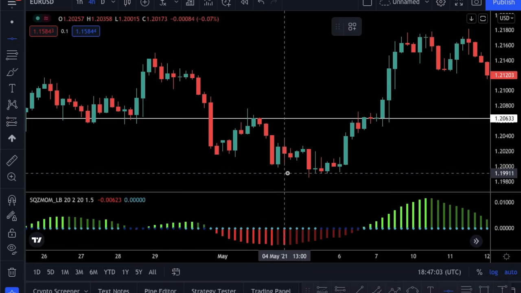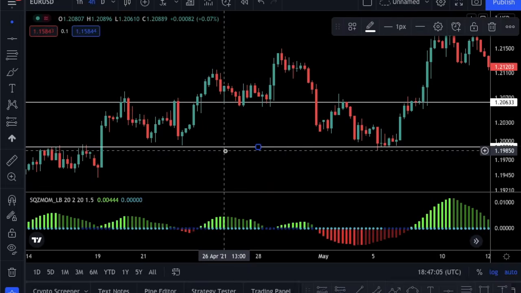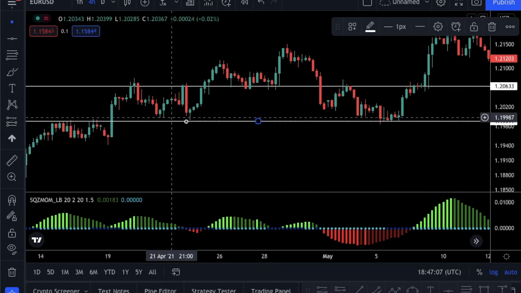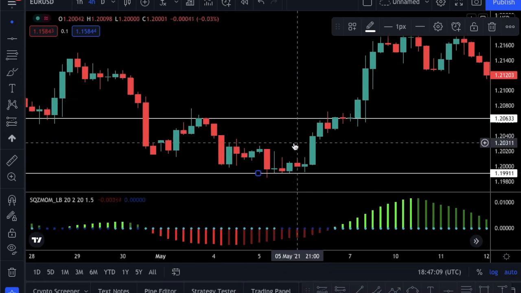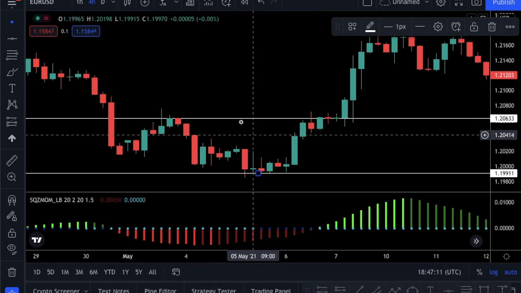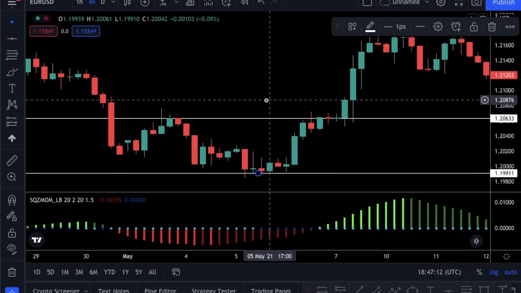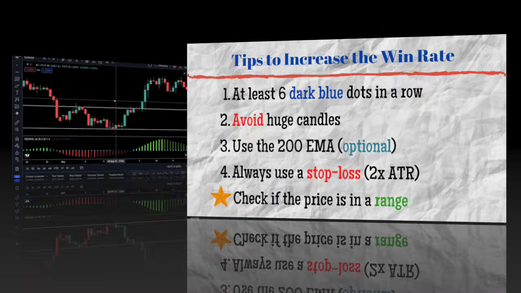And there is also a support level here which price tries to break below and fails. As you see, the price respected this support level in the past. So we can confirm that the price is stuck in a range, and we can use the squeeze momentum indicator to look for breakouts before they happen. So let's check the rest of the rules.